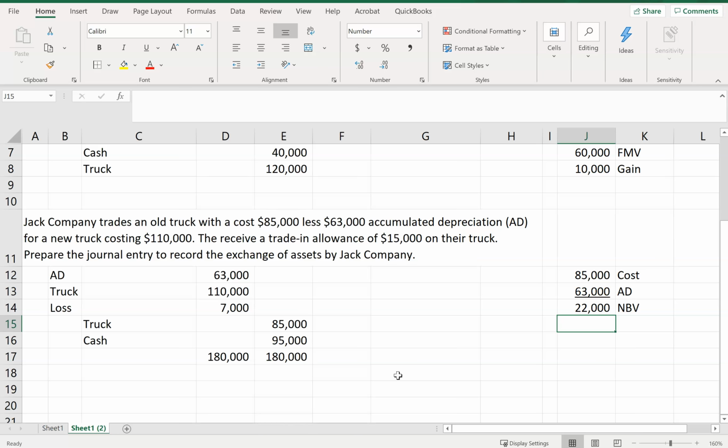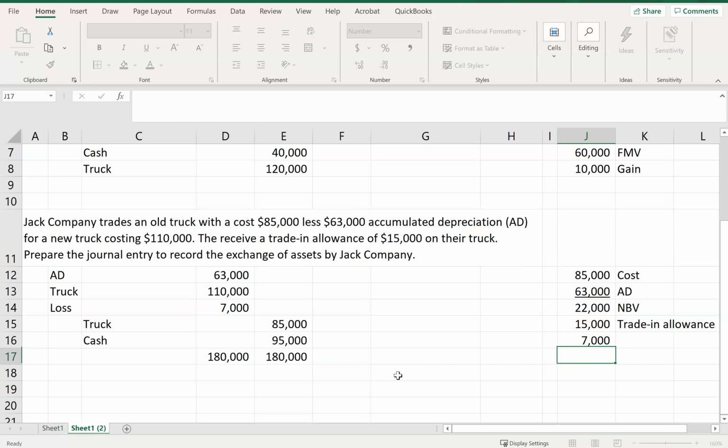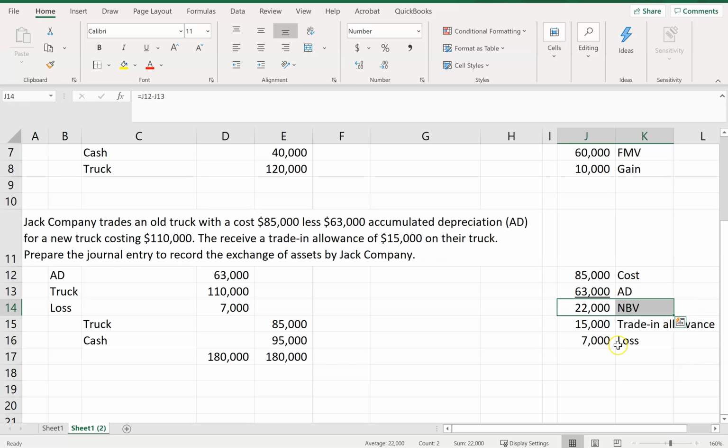We're going to compare that to what we received, and in this case we received a trade-in allowance of $15,000, so this would be trade-in allowance. And so the difference between those two is, in this case, our loss. So we said it's worth $22,000 on our books. The dealer said, or the person we bought it from, probably a dealer if they're trading us, said, your asset's really only worth $15,000. So in that case, we have a loss. So that's the other way to record our loss.